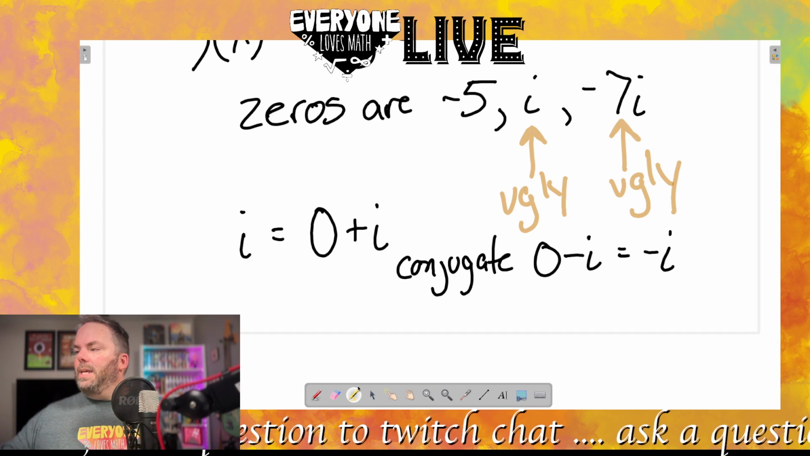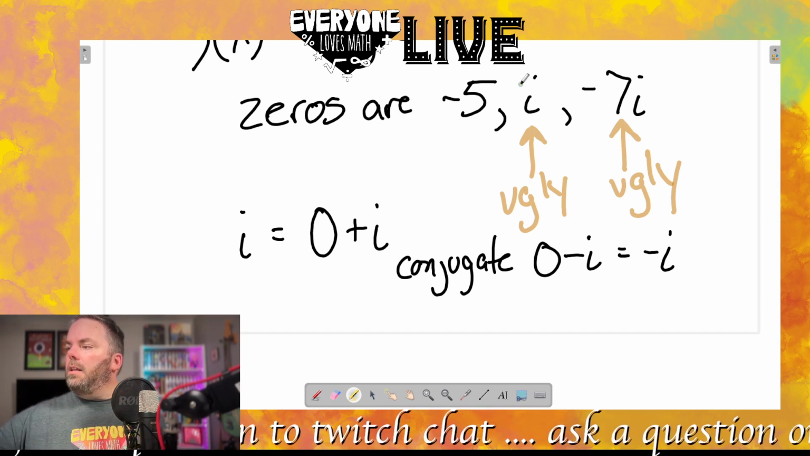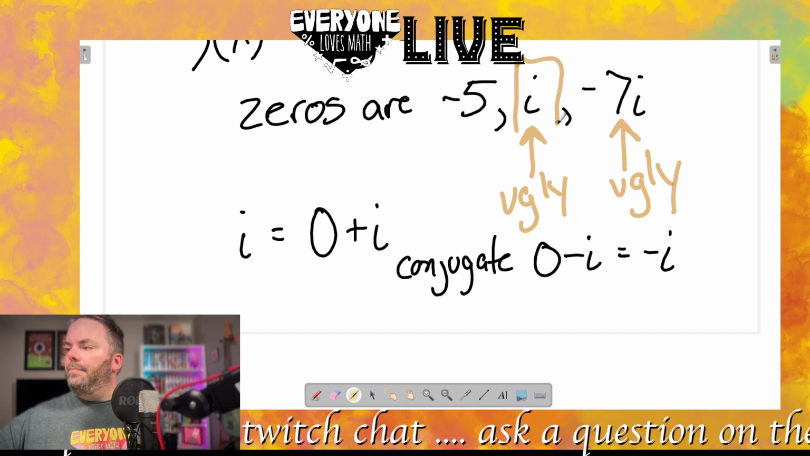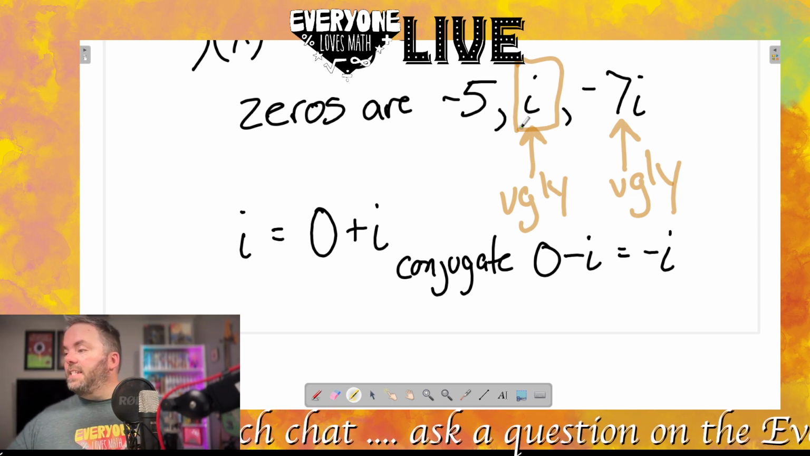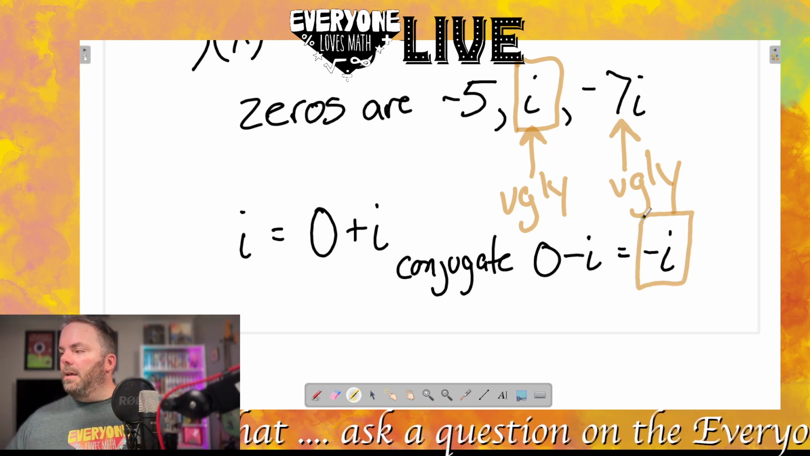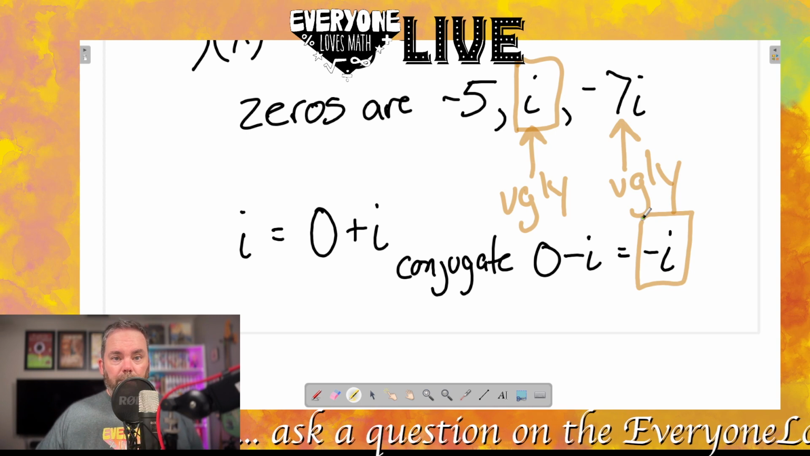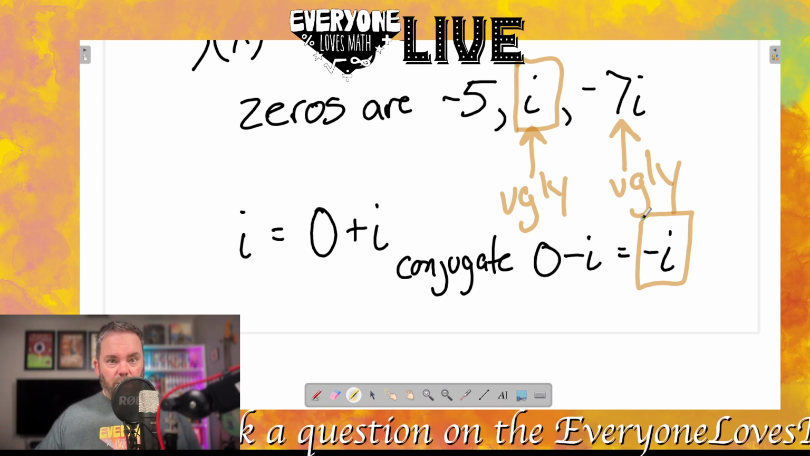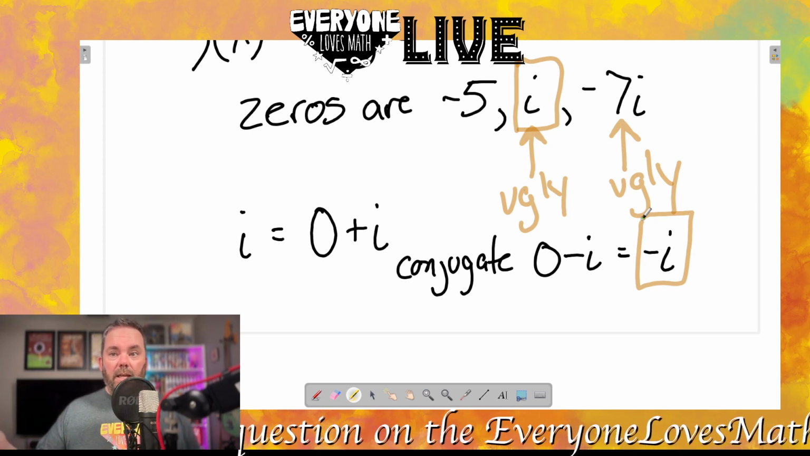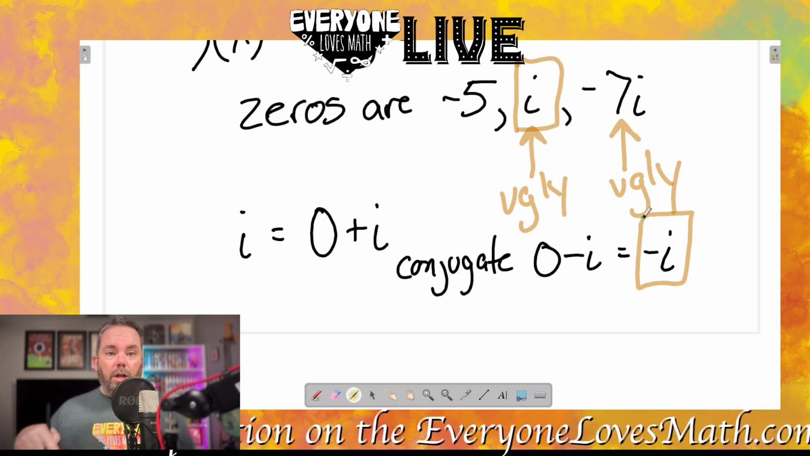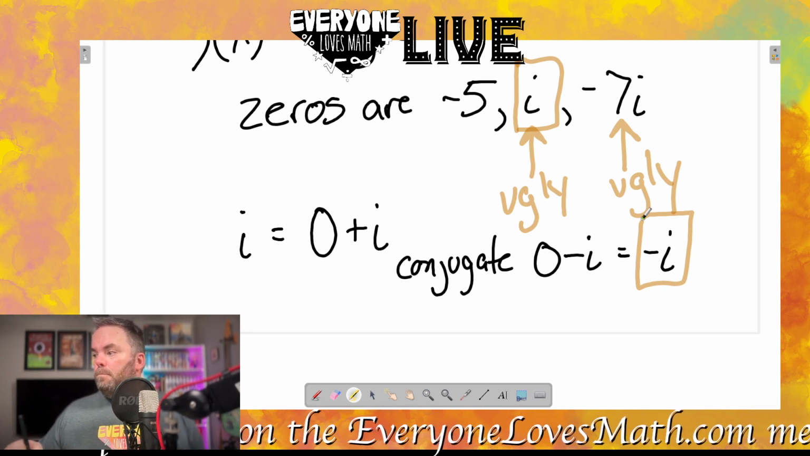So here's what we can say. If ugly little i is a 0, then its conjugate, negative i, must also be a 0. Ugly comes in conjugates. So 0 plus i must have its conjugate partner, 0 minus i. All right.